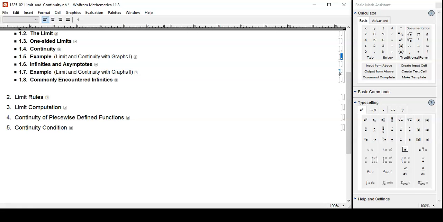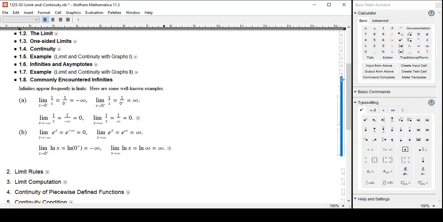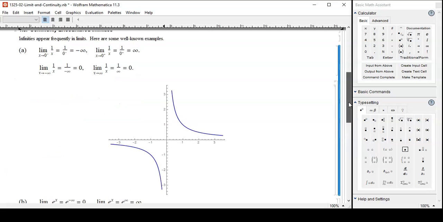And by the way, here are some commonly encountered infinities. Limit of 1 over x is going down to negative infinity when x is approaching from the left-hand side, and to positive infinity when x is approaching from the right-hand side. Here's the graph. Approaching 0 from the minus side, 0 minus, left-hand side. So approaching 0 from the left-hand side is this one. No wonder that's going to negative infinity.